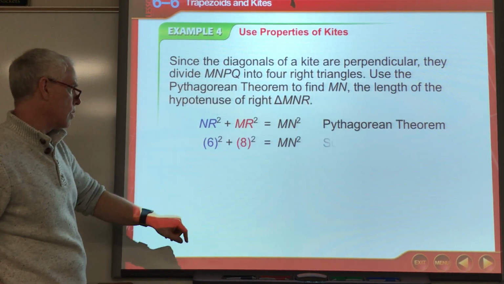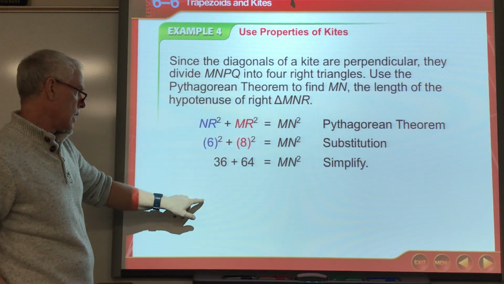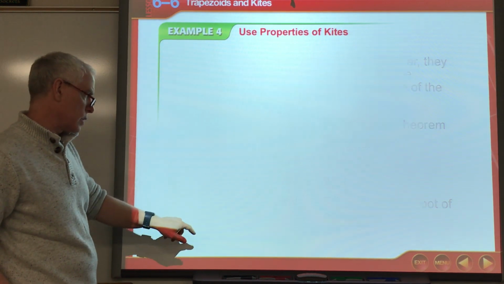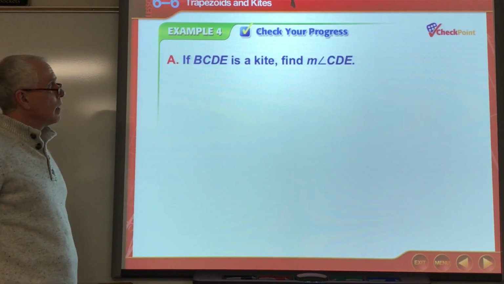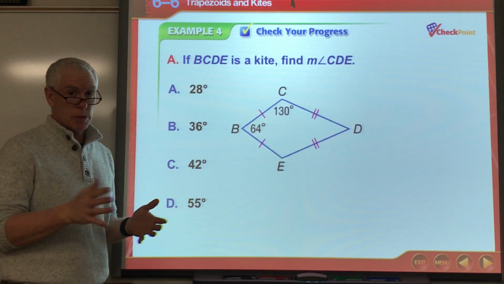This is just the Pythagorean theorem. I knew the sides to be 6 and 8 of the legs of that triangle. Solve and I get 10, and of course the other side was congruent, so NP was 10 as well. All right, give yourself a second, pause the video, try this problem.